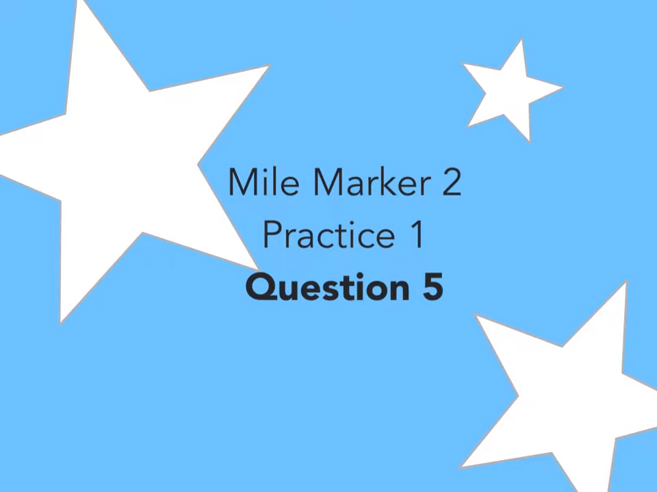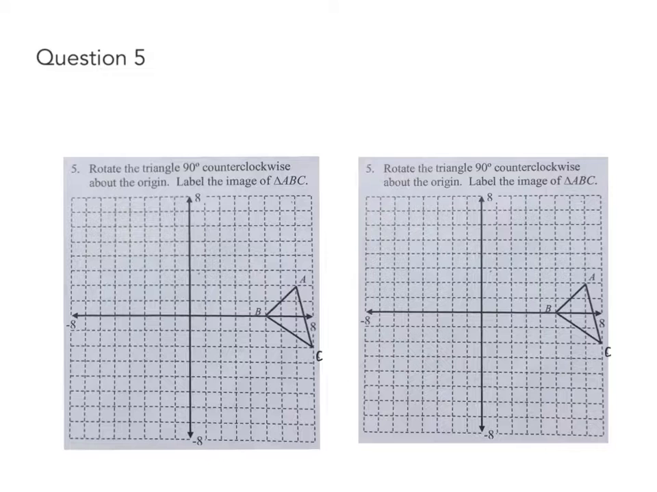This tutorial is for mile marker 2, practice 1, question 5. Just like in question 2, I'm going to show you two different methods for 90-degree rotations. I'm going to show them to you in the opposite order this time, just in case you didn't catch the end of the question 2 video. So you'll see in a second why I put 2 copies of problem 5 here.